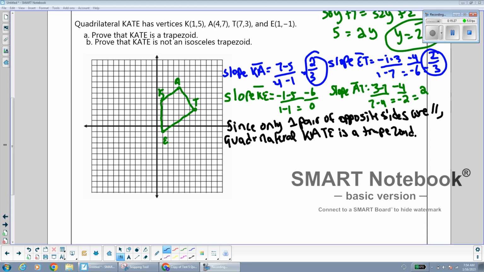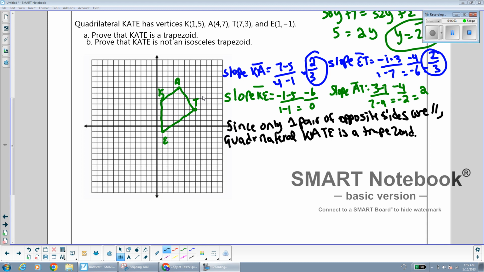For part B, we need to prove that K is not an isosceles trapezoid. So there's two options. If it was an isosceles trapezoid, it would have congruent legs. So you can find the length of KE and AT using the distance formula, and you can see that they're not congruent. Another option, since isosceles trapezoids do have congruent diagonals, is you could find the length using the distance formula of KT and AE, and you can see that those are not congruent. I'm going to do the legs, so I'm going to do KE and AT.